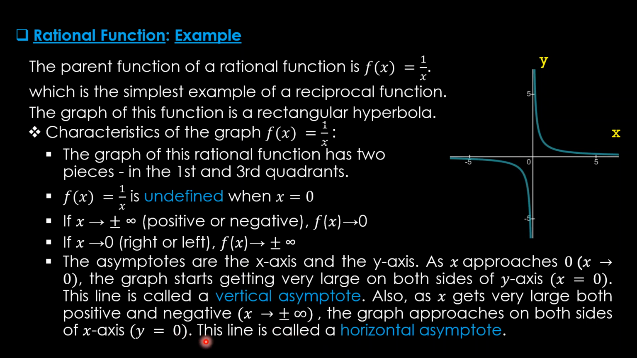Similarly, when x gets very large, both positive and negative, the graph approaches on both sides of the x-axis, y equal to 0. This line is called the horizontal asymptote. So the x-axis or y equal to 0 is the horizontal asymptote, and the y-axis or x equal to 0 is the vertical asymptote in this particular function.